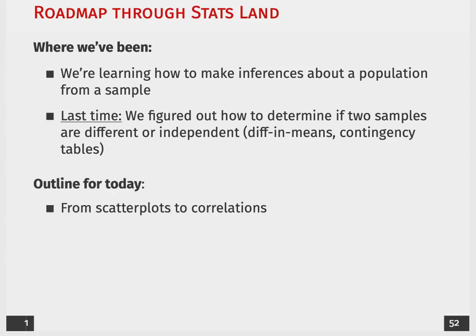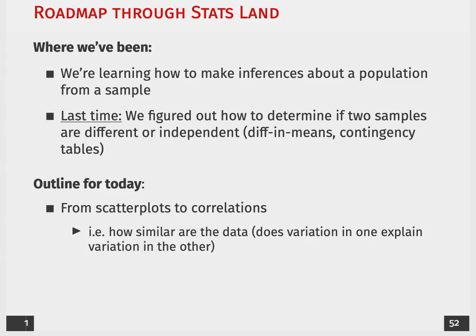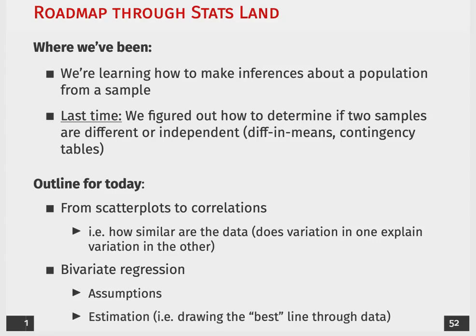Today, we're going to go a step further and we're going to talk about general correlations and associations between two variables, i.e., how similar are the data? Does variation in our explanatory variable x help explain variation in the other variable, in this case, our outcome variable? And we'll move from just basic correlations to bivariate regression. We'll only talk today about the assumptions that we need in order for bivariate regression to work, as well as what estimator we're going to be using to help with the best prediction for our parameter.